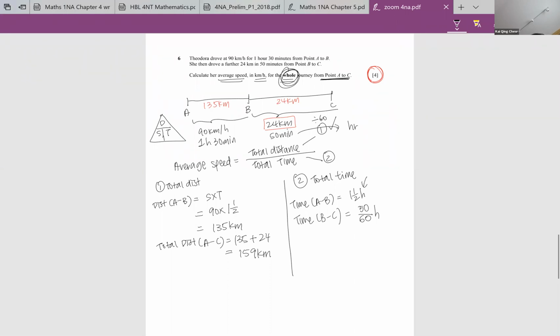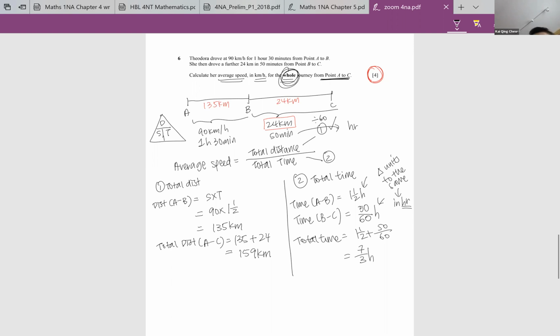So basically the main thing is I have to change my units to all hours, to the same. And in this question, it should be all in hours. So total time will be 1.5 plus 50 over 60, which is 7 over 3. Or you can write 2 whole 1/3.